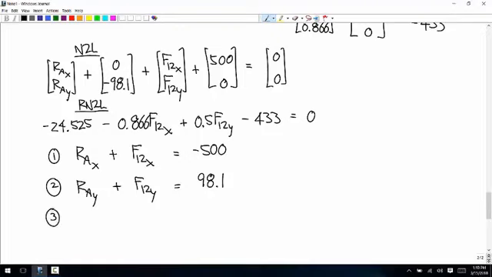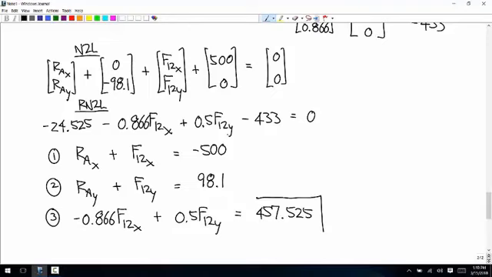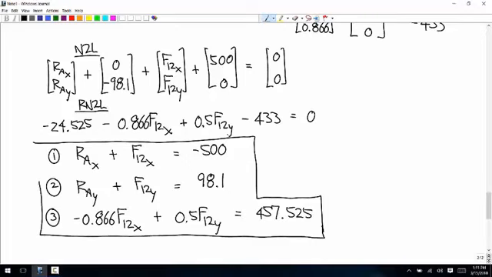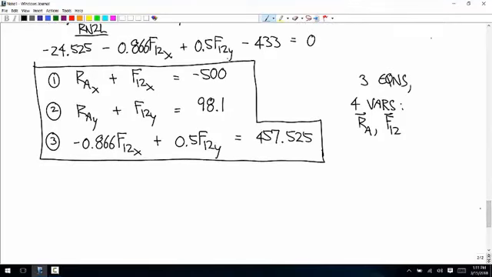And the third equation says negative 0.866 F12X plus 0.5 F12Y is equal to 457.525. So we have 3 equations and 4 variables, and those variables are RA, X and Y components, and F12, X and Y components. Any questions about that?